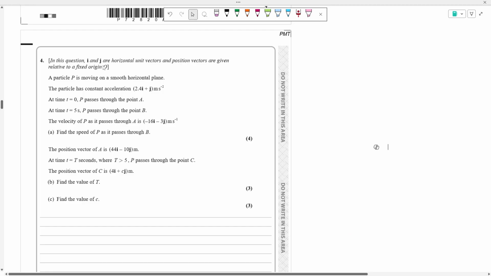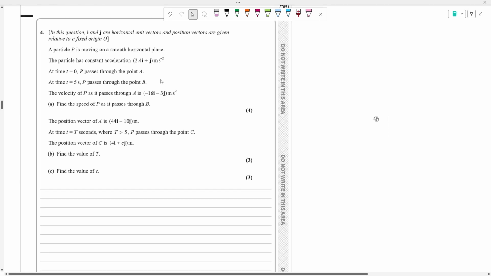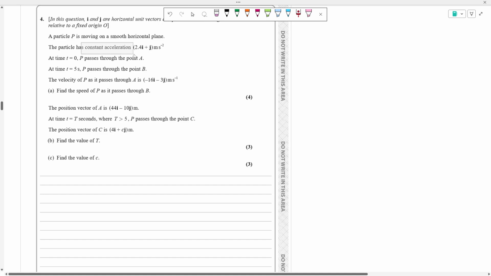In this question, i and j are horizontal vectors. Cool. A particle P is moving on a smooth horizontal plane. The particle has constant acceleration. At time equals 0, it passes through the point A. At time equals 5, it passes through the point B. And the velocity of P is this. Find the speed. Okay, I see constant acceleration.